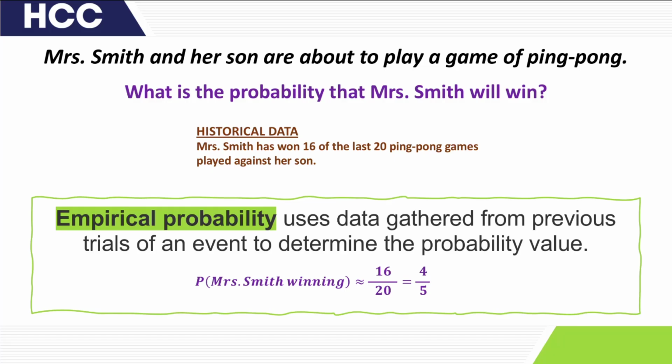Turns out Mrs. Smith has won 16 of the last 20 ping pong games against her son. So we're going to use that empirical data. We're going to use the data from the past and say, hey, 16 out of 20 is my ratio, 4 out of 5, about 80%. So empirical probability here makes much more sense as a way of computing a probability in this situation.